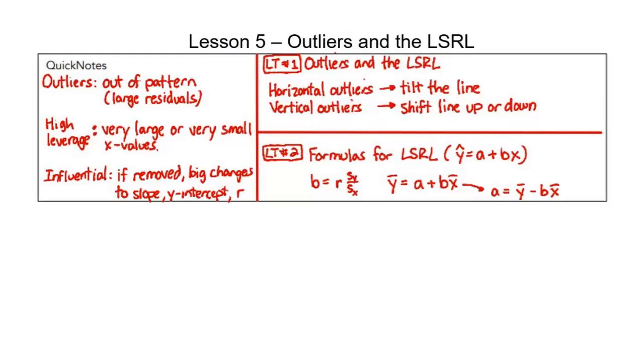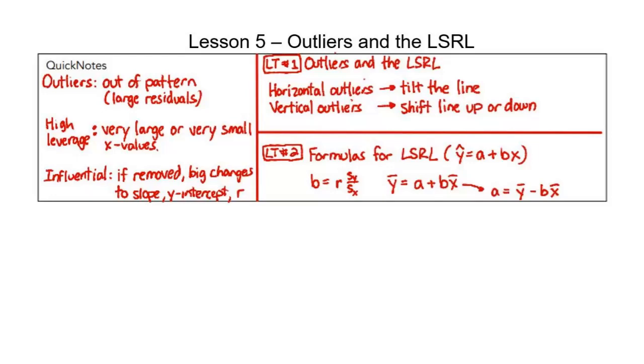All right, so takeaways. Outliers are out of the pattern, things that have large residuals. High leverage, specifically we're looking at very small or very large X values, horizontal things. Influential points, if I take it away, there's a big change. Horizontal outliers are going to tilt the least squares regression line, vertical outliers shift it up or down. This right here, we didn't practice so far. We're getting ready to do this.